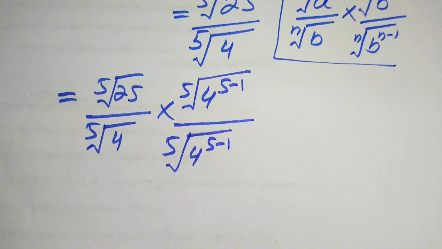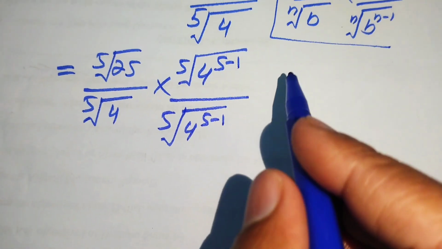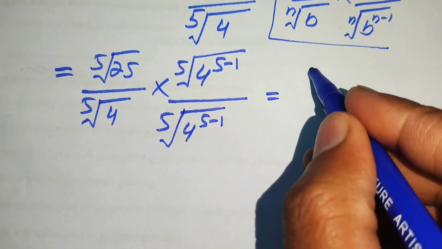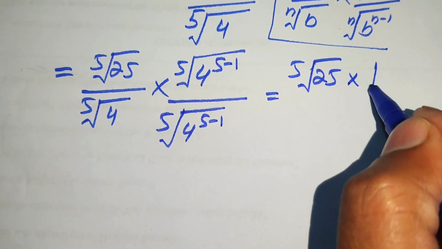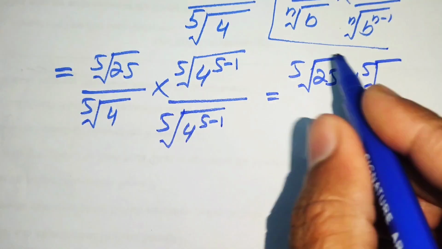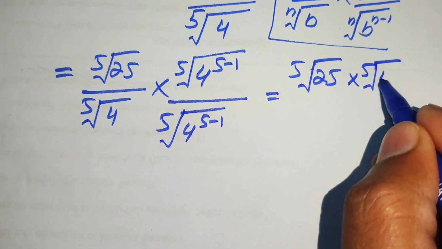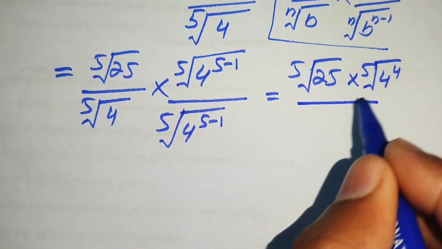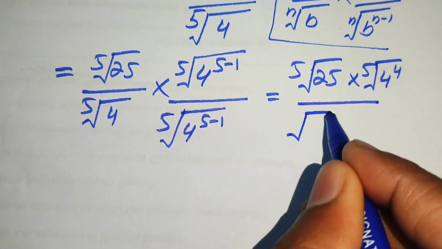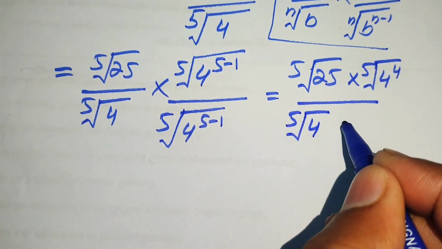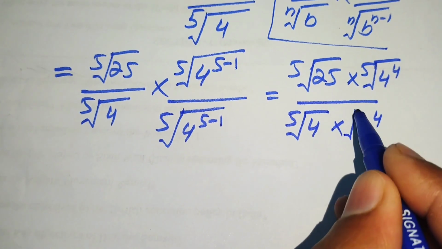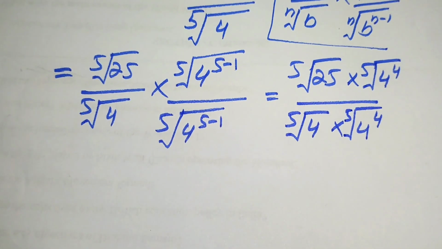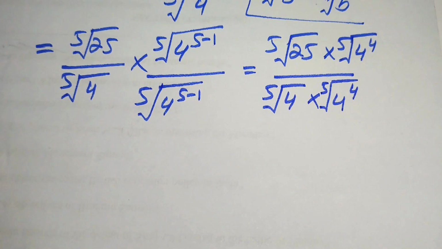Okay, so further here we need more simplification and we write it as the fifth root of 25 multiplied by the fifth root of 4 to the power of 5 minus 1, which equals 4 to the power of 4, and it is divided by the fifth root of 4 and it is multiplied by the fifth root of 4 to the power of 4. Now after that we use another radical law.